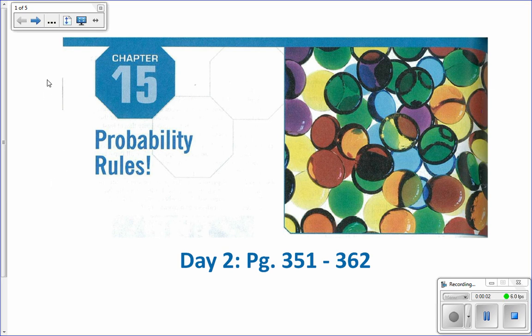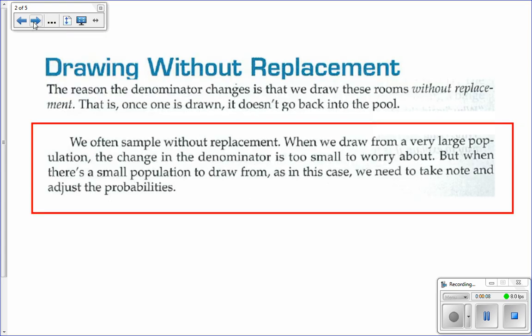This video goes with the second part of reading for chapter 15, and we're still talking about probabilities. The first idea in this section is about drawing without replacement. For example, with a deck of cards, if you're drawing cards and not putting them back, then that's drawing without replacement. And the important piece is that the probability will change.